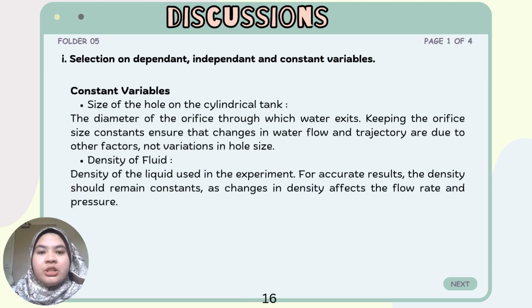For the constant variables of our experiment, the first one is the size of the hole on the cylindrical tank, which is the diameter of the orifice through which water exits. Keeping the orifice size constant ensures that changes in water flow and trajectory are due to other factors, not variation in hole size. The second one is the density of the fluid used in the experiment. For a correct result, the density should remain constant, as a change in density affects the flow rate and the pressure.